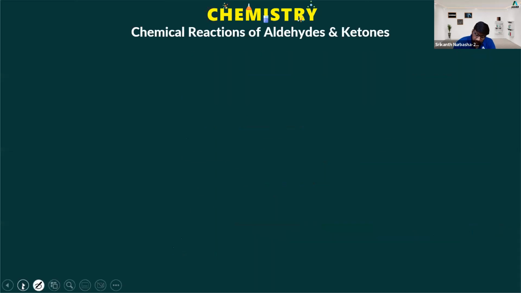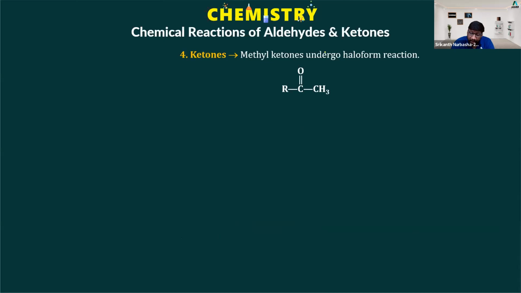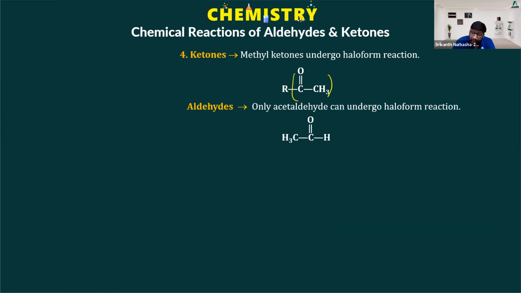Right, students? Methyl ketones undergo haloform reaction because they possess the CH3 C double bond O group. Aldehydes, only acetaldehyde will give, because only in acetaldehyde do we have the CH3 C double bond O group. Is there any aldehyde which has a CH3 C double bond O group? No other aldehyde, right? So that is why only acetaldehyde will give.